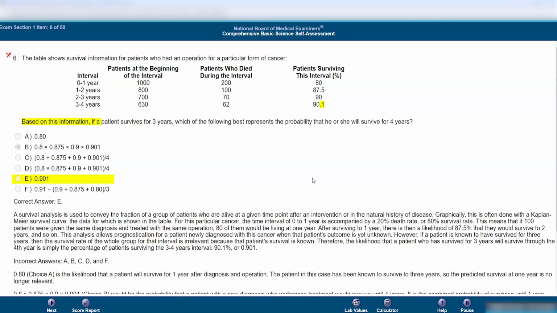So if you were to rephrase this question, the question is pretty much asking, do you know how to interpret this data? That's all it's asking you. So if a patient survives for 3 years, which of the following best represents the probability he or she will survive for 4 years? And so you just kind of take the number percentages that it says right there.